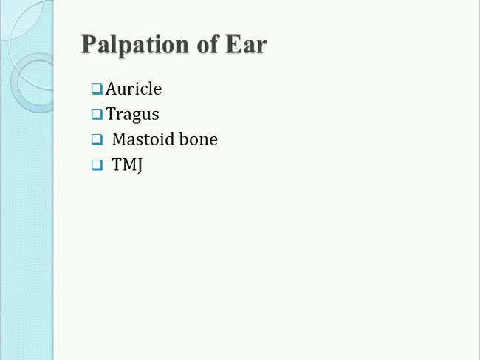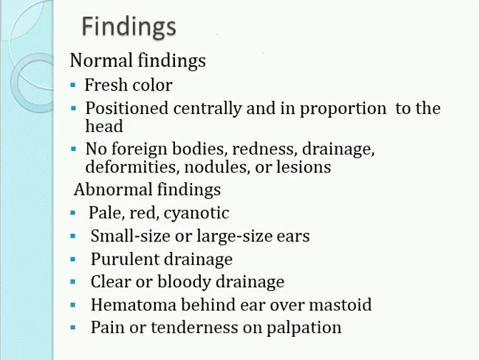Palpation of the ear involves examining the auricle, tragus, mastoid bone and temporomandibular joint. Normal findings are fresh color, ear positioned centrally and in proportion to head, no foreign bodies, redness, drainage, deformities, nodules or lesions present. Abnormal findings involve pale red or cyanotic color, small or large size ear, purulent drainage, clear or bloody drainage, hematoma behind ear over mastoid area, pain or tenderness on palpation.